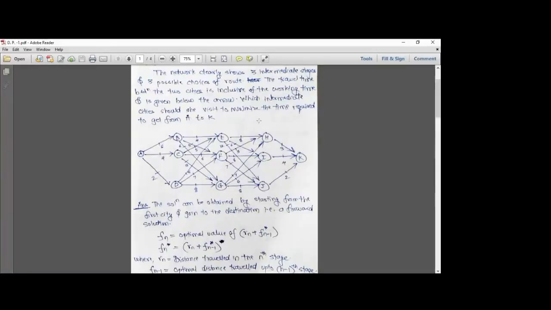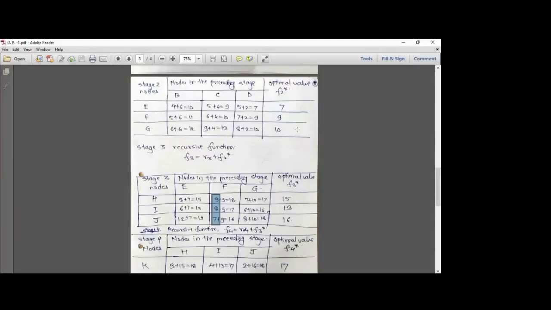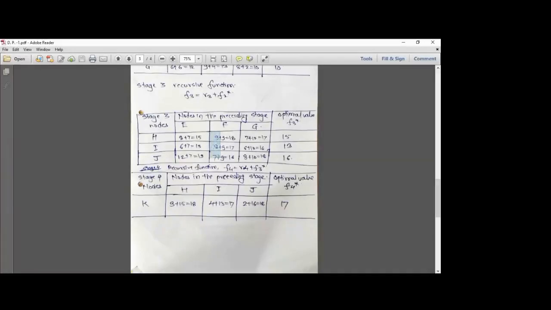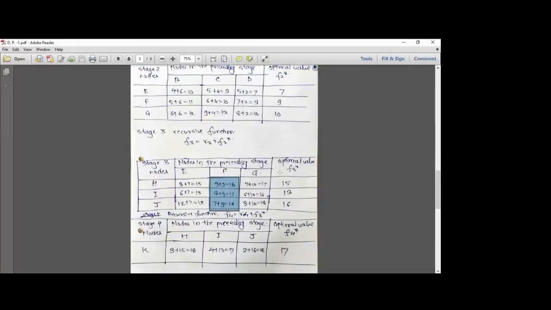Similarly for the F node, from H, I, J we have 9, 8 and 7. So the same values you will be seeing here, 9, 8 and 7, and the F2 star value that we found out was 9. So adding 9, we get this whole column of values. Similarly for G, we have 7, 6 and 8, right? So 7, 6 and 8 have been written here, and the F2 star value is 10. If you substitute the values in the recursive function, you will get all these values.